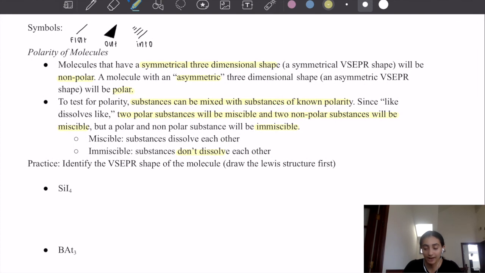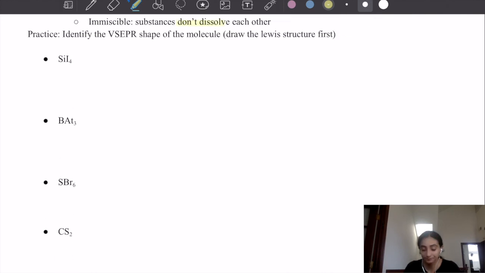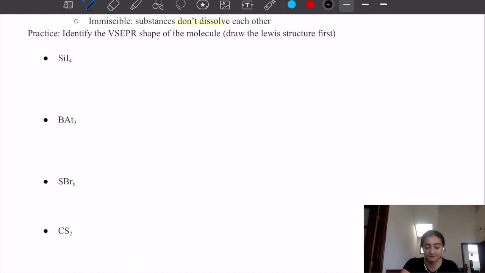So let's say you had water that you know is polar and some other molecule that you didn't know if it was polar or not. You could pour it into the water, and if the two dissolved each other, then you would know that that molecule is polar. So now we are going to do some practice identifying the VSEPR shape.